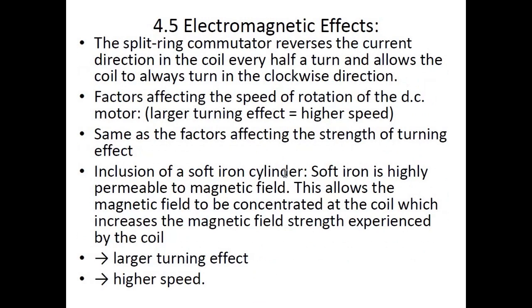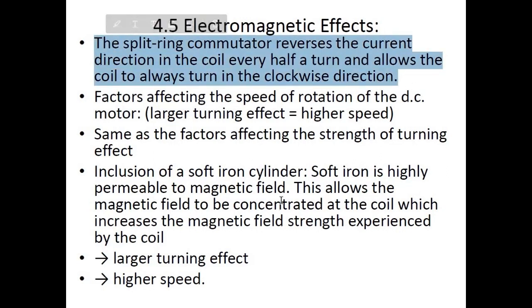Now what do the split ring commutators do? They reverse the current direction in the coil every half a turn and allow the coil to always turn in the clockwise direction. This is the function of split rings inside a DC motor, you should remember it.